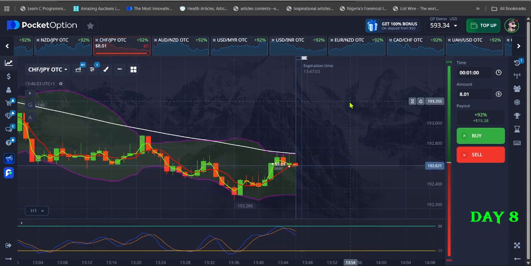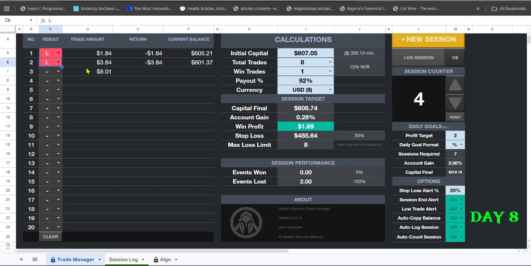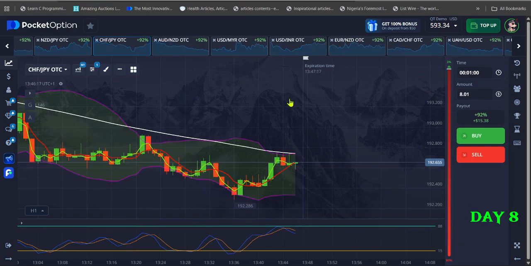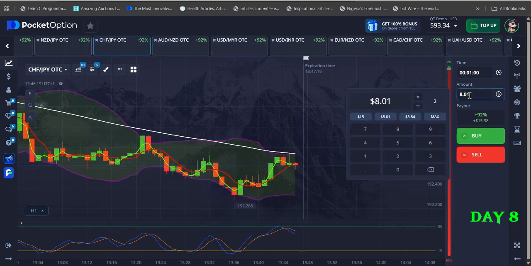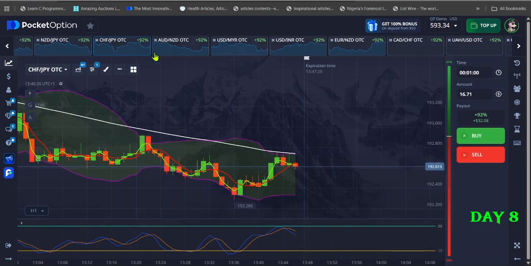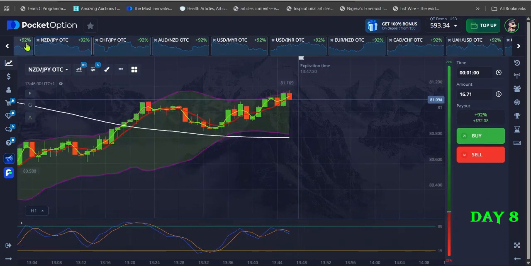So let's watch and see if, all right, we lost that one. That was very, very close. So let's mark it as a loss. We still have about 4 more trades to go, 16.71. So let's go and look for a trade opportunity and see if we can recover our loss.